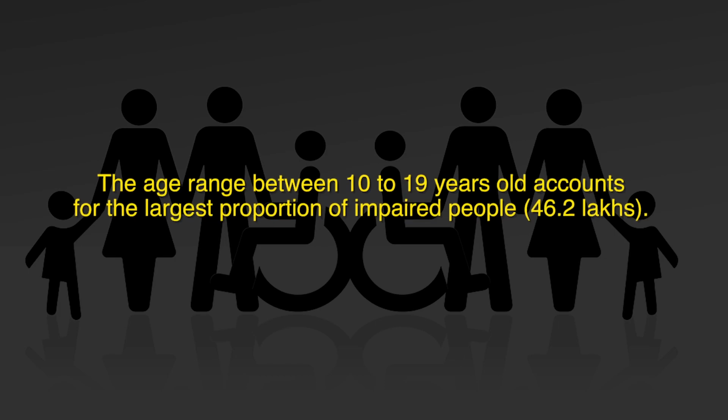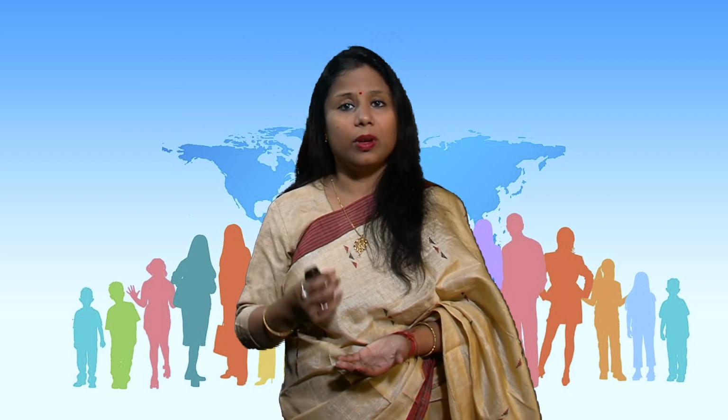The age range between 10 to 19 years old accounts for the largest proportion of impaired people in our country, that is around 46.2 lakh population. 20% have disability in hearing, followed by 18% with disability in vision, and 9% have multiple disabilities. So we see that census data shows that the younger population consists of perhaps the largest proportion of impaired people in our country.